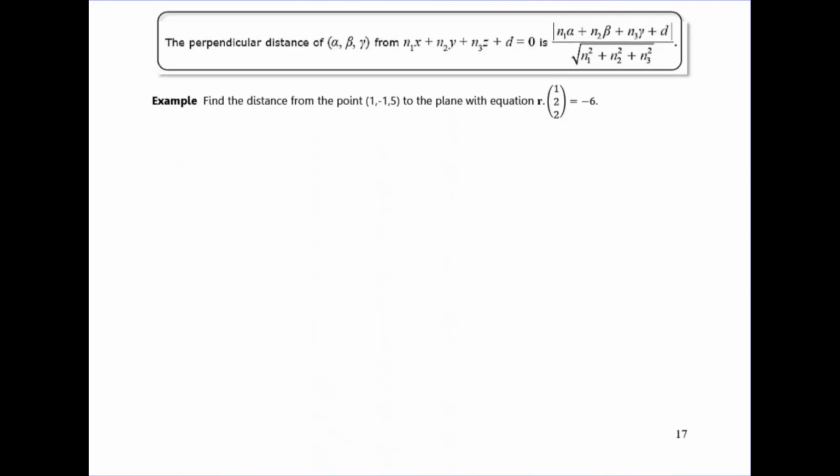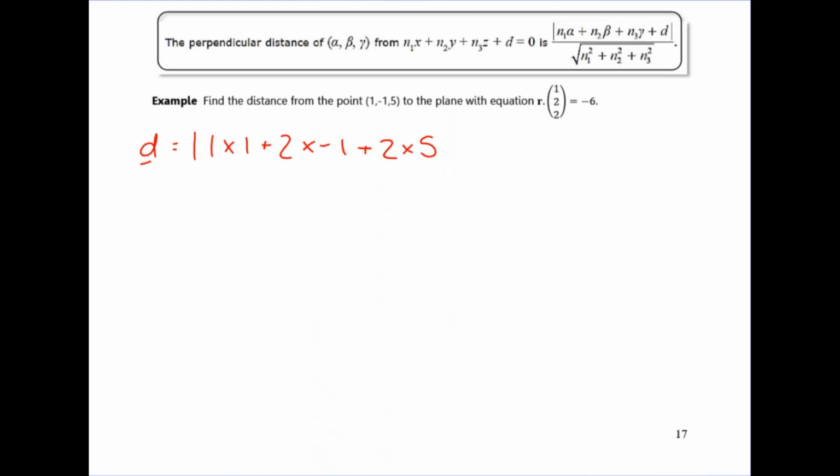So just a quick calculation here to find the distance from this point 1, minus 1, 5 to this plane. We're just going to substitute values into the formula. So n1 is your normal vector, so that's 1. Alpha is your first coordinate, so that's 1. And then we've got n2, which is 2, times minus 1 from the point, and then plus n3, which is 2, times gamma, which is 5 from the point. Let's just sub all of those in.